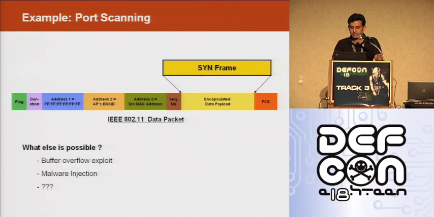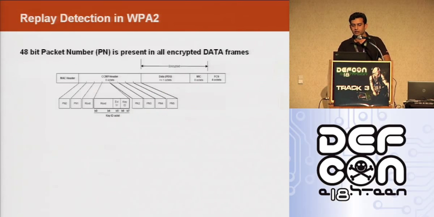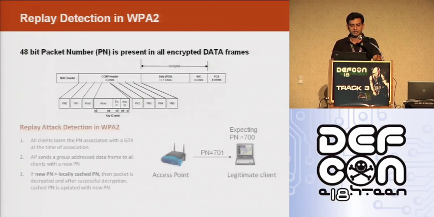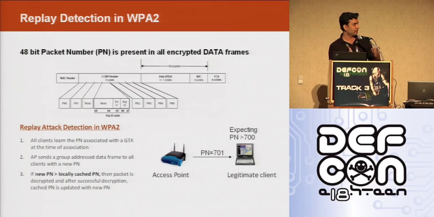The third example of GTK exploit is related to the replay detection in WPA2. There is something called replay detection in WPA2. All encrypted data frames have a field called packet number, which is a 48-bit number. This number is present in all encrypted data frames and is used to detect whether a frame is replayed or not. How does that replay detection work? When a client connects to the access point, the access point informs that client of the last consumed packet number, so you should use this number for replay detection.